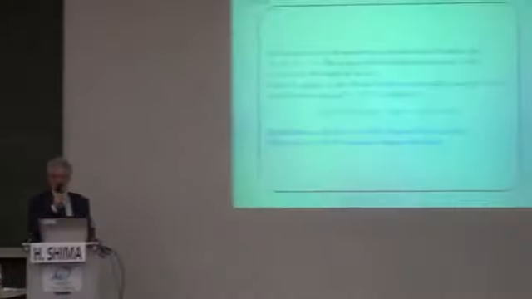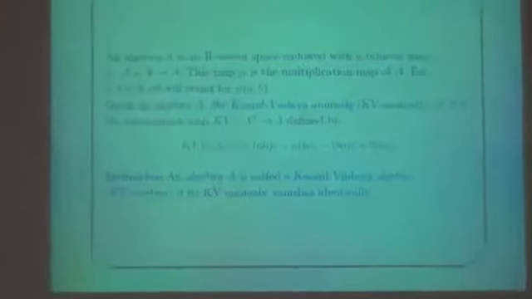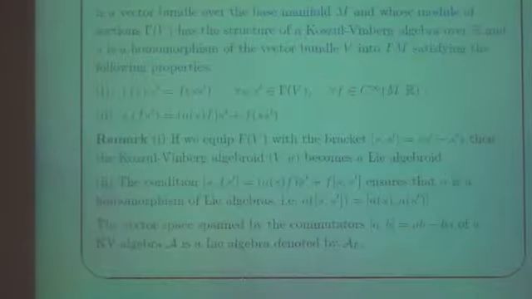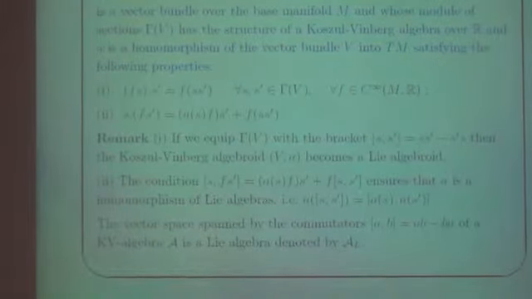algebras. So I have here a slide presenting the definition of a Koszul-Vinberg algebra, the anomaly, and the definition. I have little time, so I'll just skip it. Then we have a slightly different object. In differential geometry, it's a very important object. Here you have a definition of slightly more general objects, well known in differential geometry, called a Koszul-Vinberg algebroid.